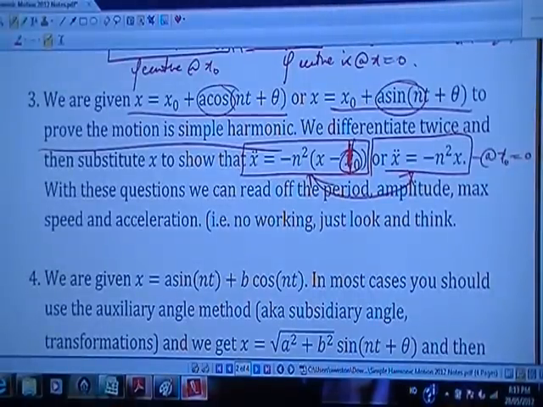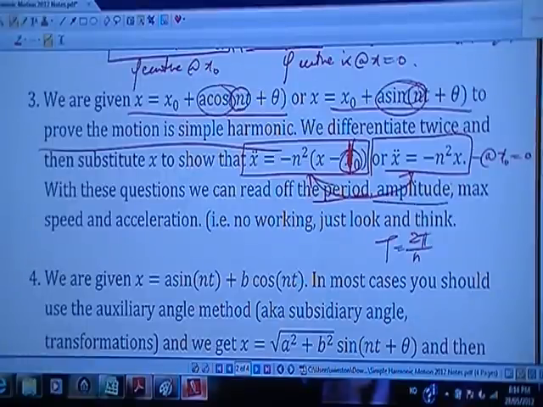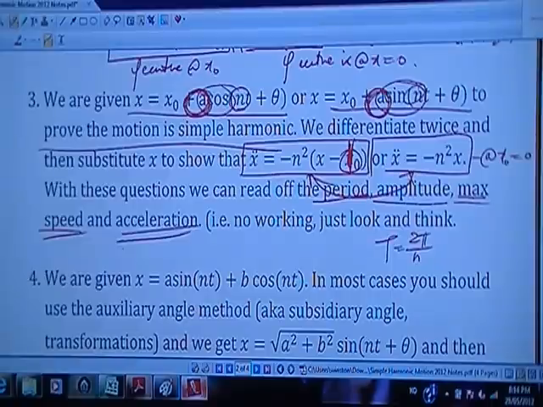And with these questions, we can read off the period because you're given n here. So you can just grab your n and say, oh, T equals 2 pi on n, whatever that n value was, from there. You can read off the amplitude from here. Here's your amplitude, guys. Your max speed and acceleration as well. So you can read these values off, and working, just look and think.